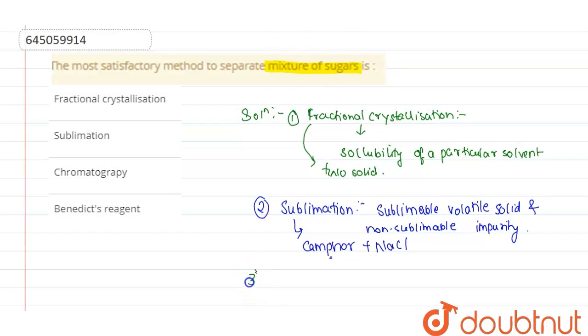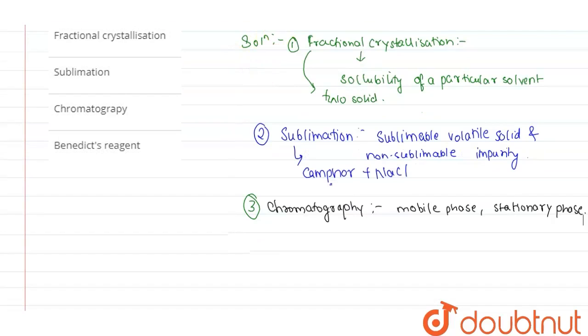The third one is chromatography. This method is a suitable method, as during this method a separation of mixtures is done, where a mobile phase is taken and a stationary phase is taken. So consider this as a paper, and a mark is made here and the mixture is put at this position.